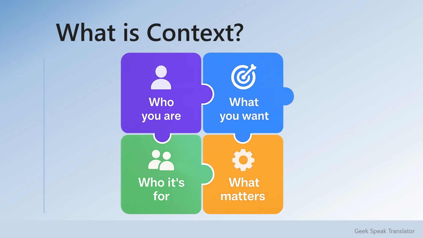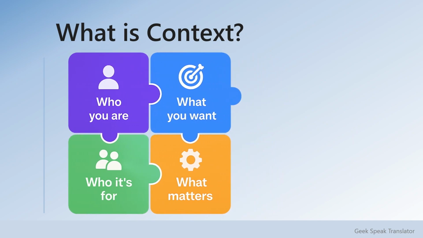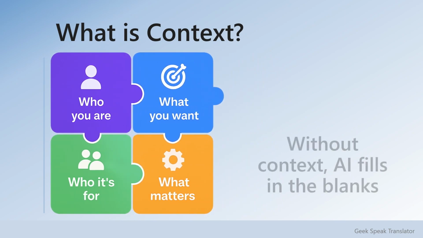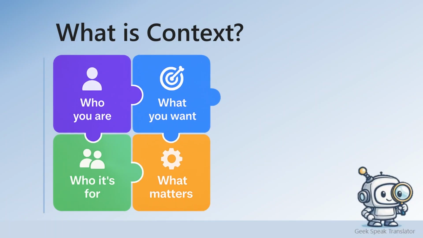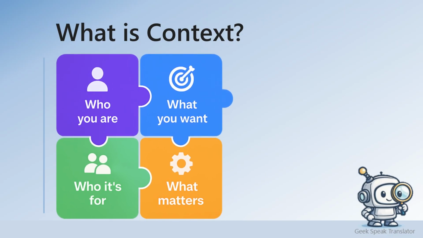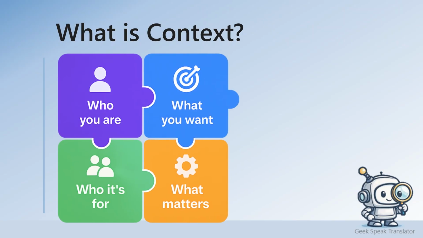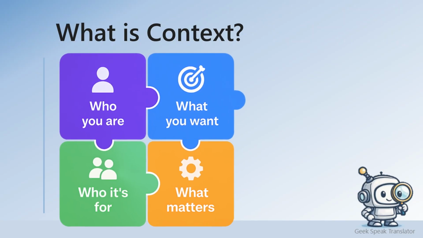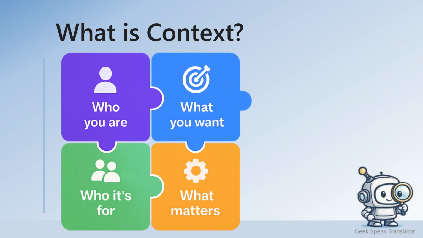Context is the information that helps AI understand what you're trying to accomplish. Without context, AI fills in the blanks. Sometimes those assumptions are close enough. Other times, they're completely wrong for your situation. It doesn't know who you are, what you're trying to achieve, who the answer is for, or what constraints matter. The more of those pieces you provide, the better AI can tailor its response.